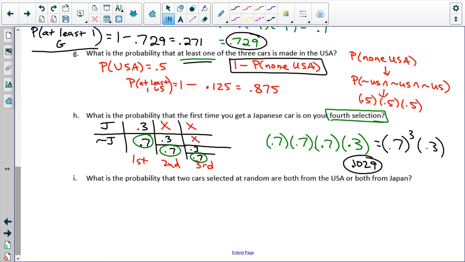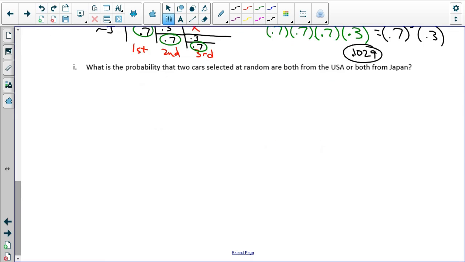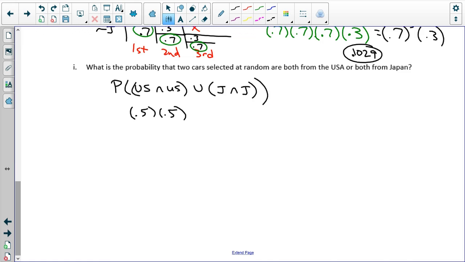Letter I. What is the probability that two cars selected at random are both from America or both from Japan? So the probability of US and US or Japan and Japan. So the probability of US and US would be 0.5 times 0.5, which means since we're going to use the addition rule with an or, plus the probability of Japanese and Japanese. This ends up being 0.25. This ends up being 0.09. If I add these together, I end up getting 0.34.